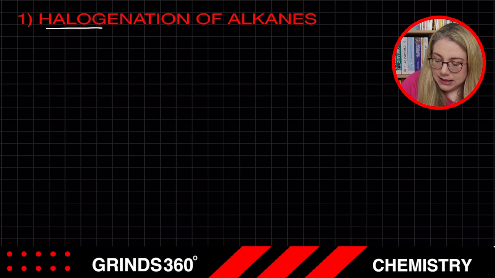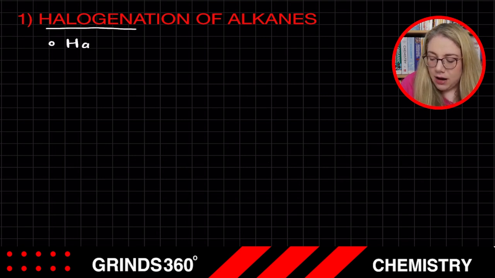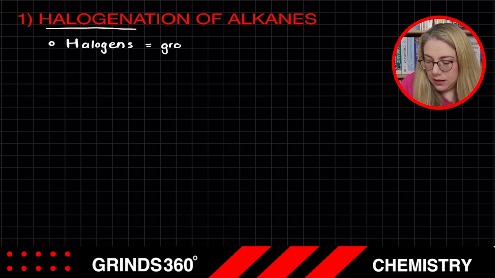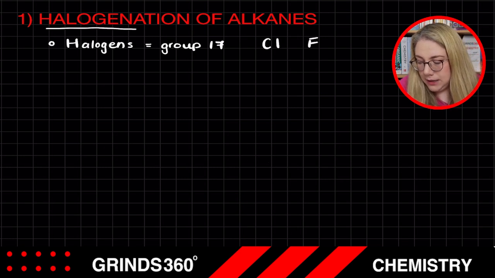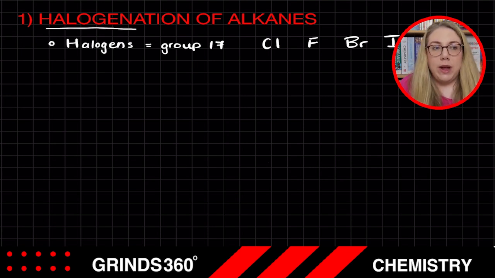Now, the halogens, let's talk about those for a second. The halogens in chemistry are the group 17 elements, and they include chlorine, fluorine, bromine, and iodine. When we're undergoing these types of reactions, you're not going to be saying it's a chlorine atom that's reacting with one of the alkanes. Instead, we can use this to figure out what the second reactant is.